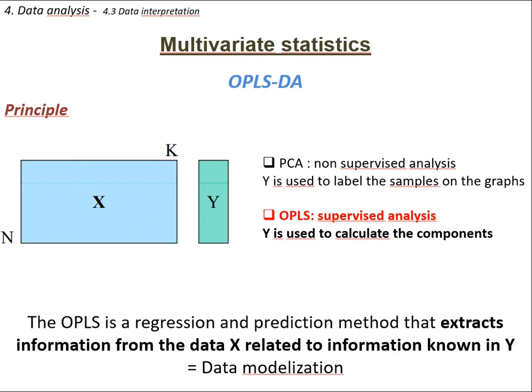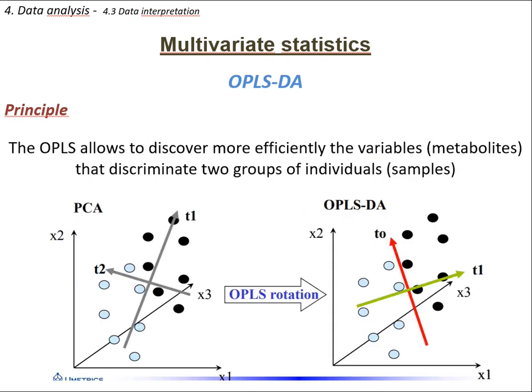So in this case, OPLS is supervised. You will use the Y matrix to calculate the components. It's a kind of regression and prediction method that extracts information from the data X that is related to information known in Y. It's a modelization. So we could say that the PCA will show you the objective structure of your data, while the OPLS will force the model to build axes that really separate the two conditions you want to separate. In this case, the blue dots and the white dots.